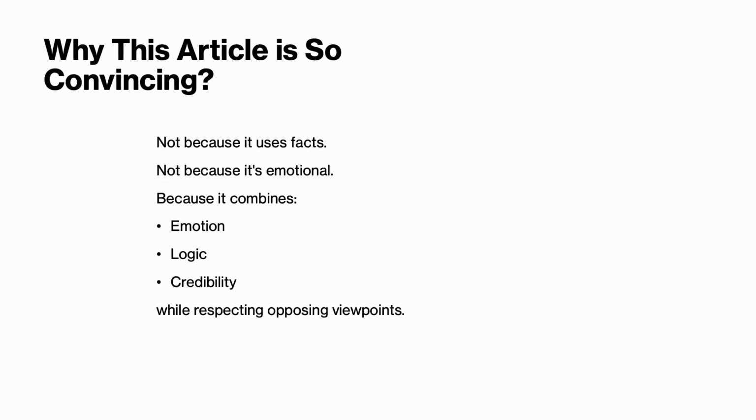So why is this article so convincing? Not because it uses facts, not just because it's emotional, but because it combines all three rhetorical appeals. We see emotion, we see logic, we see credibility, and he's very respectful of opposing viewpoints. If you, as a writer, can manage that, being respectful of the opposing viewpoints by using those rhetorical appeals to really convince your audience, then you are going to have a much greater possibility of changing somebody's mind.